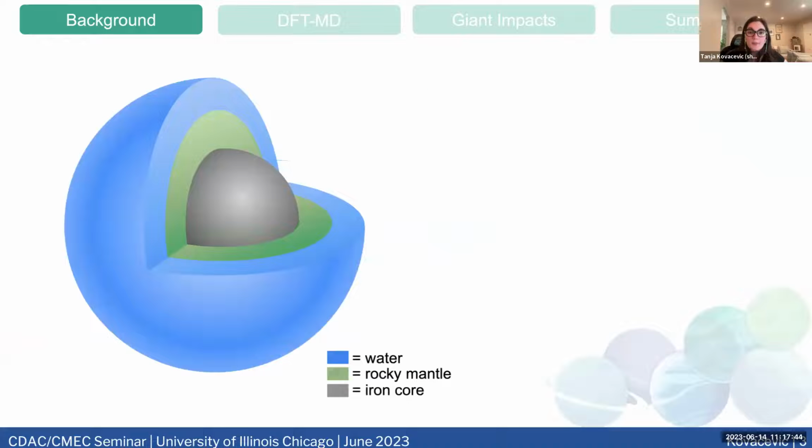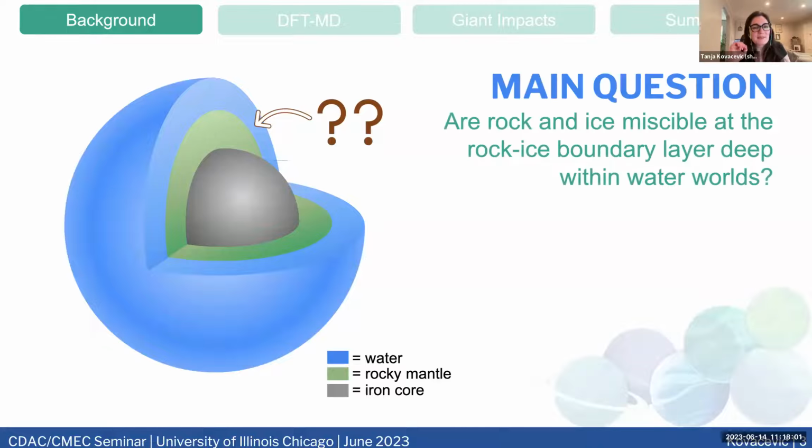So hopefully I've been able to provide lots of evidence that there might be such exoplanets out there. I've given implications and really motivated the work, so I hope we're all on board as to why we're studying water worlds and why I'm interested in rock-ice mixing. So why not ask the main question of the work? Are rock and ice miscible at the rock-ice boundary layer deep within water worlds? By miscible, I mean the homogeneous mixing of two substances. So I might say miscible, I might say mixing. Those are interchangeable.